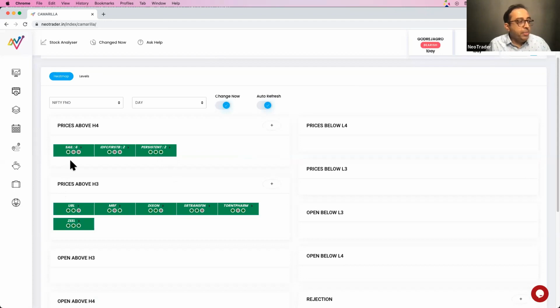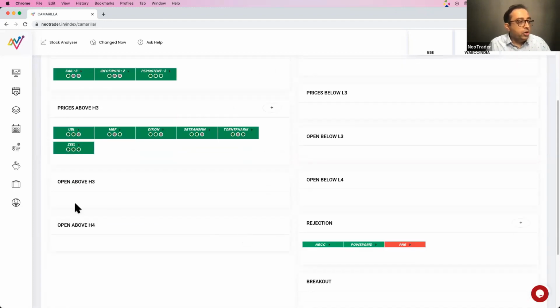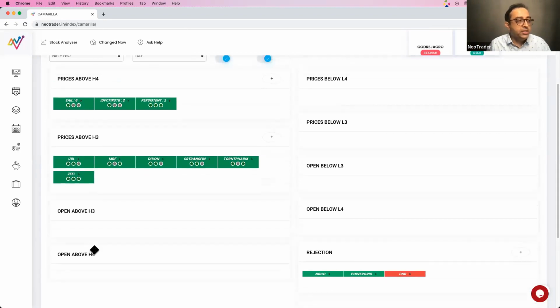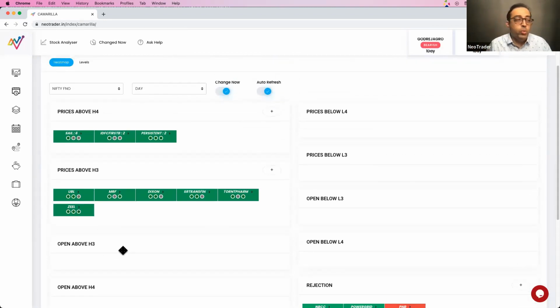Now, when a price is available to you, you can also see here there is open above H3, open above H4. What did I say? If a stock has opened above H4, if a stock is appearing here in price above H4 and it has started giving you a score, and it is also an open above H4, it adds an additional advantage. So this page is a very powerful page, and I have shown you one such way to use this. More such ways I show as part of our Neo Trader family webinars. But today I wanted to share with you how a particular strategy works and how you can deploy the same in an efficient manner.